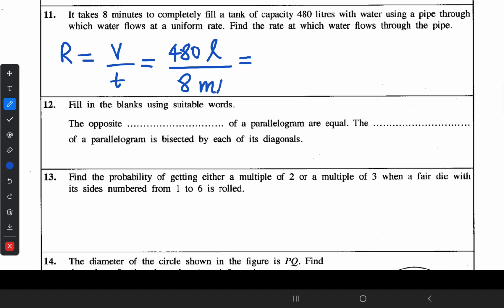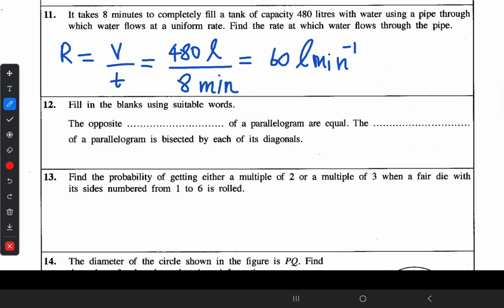8 minutes. Not only M, you should write MIN. M means meters, so minute means MIN. 480 divided by 8 is 60 liters per minute. 60 liters per minute, that is the unit of your rate. If you want to convert this to liters per second also, that's possible. So instead of 8 minutes, you can write 480 seconds. That will give you 1 liter per second. Both are correct. That's your convenience. There is no restriction with the rate, so you can use whatever you want.